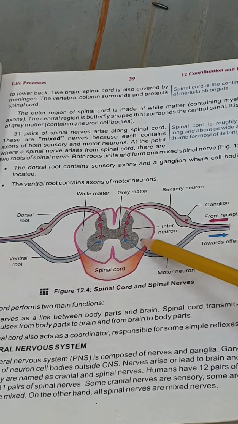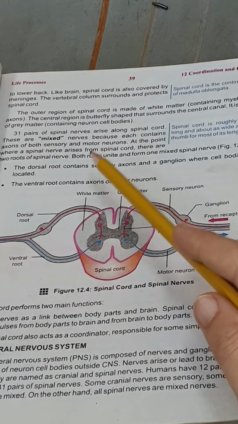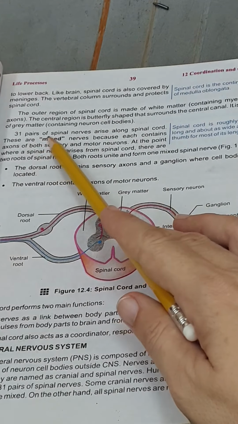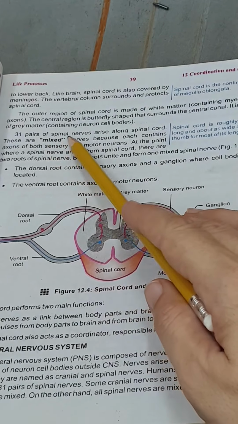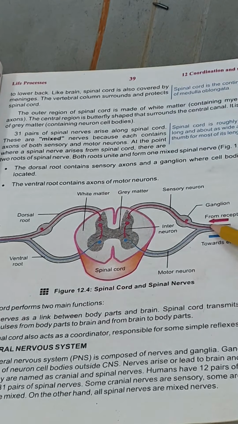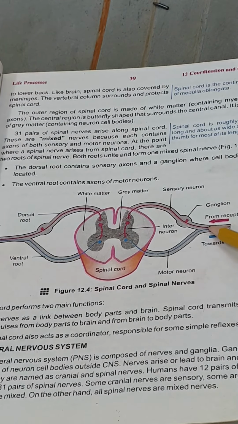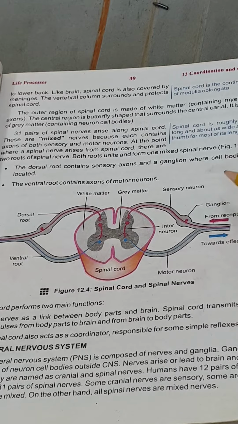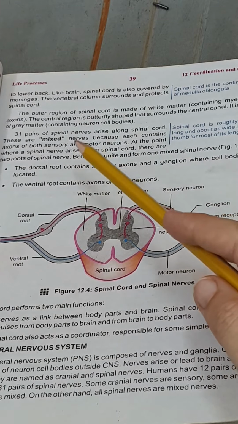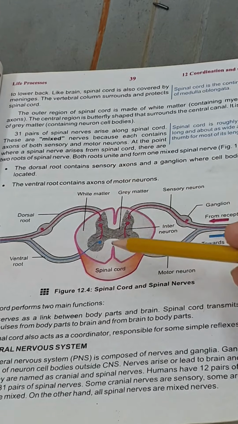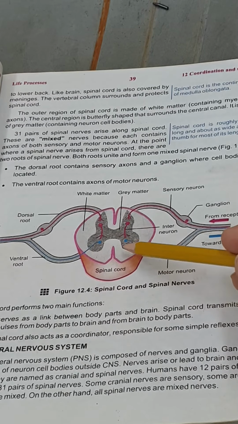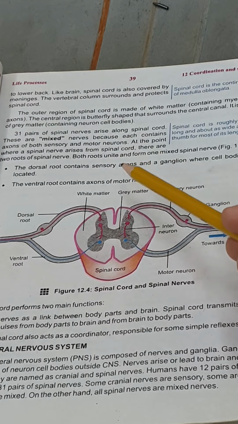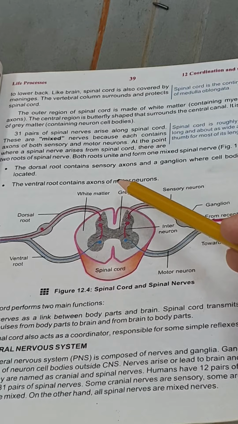The spinal cord has 31 pairs of spinal nerves which are known as mixed nerves. As I told you, these are mixed nerves because they have both the axon of the sensory and motor neuron. So 31 pairs of nerves arise from the spinal cord, and 12 pairs of nerves arise from the brain.